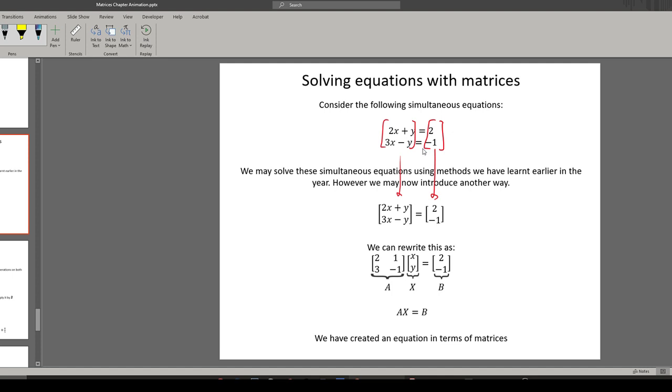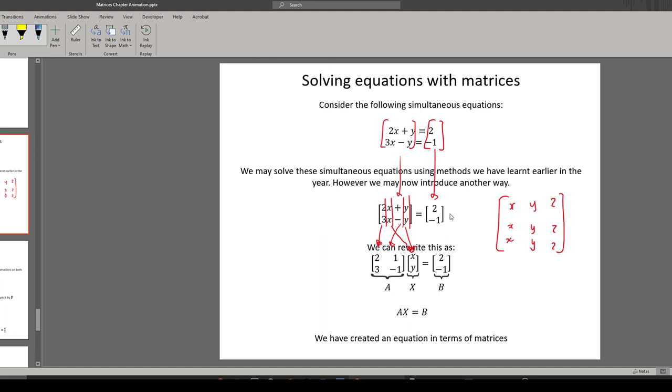Now the next step is conditional. We only do this if all of our variables line up. All of my x's are first, all my y's are second. If I had a 3x3, I'd have all my x's, all my y's, and then all my z's. If they are all lined up, we can split it so that all the coefficients get put in the first matrix by themselves, and all the variables get put in another. And then our solution just stays the same.